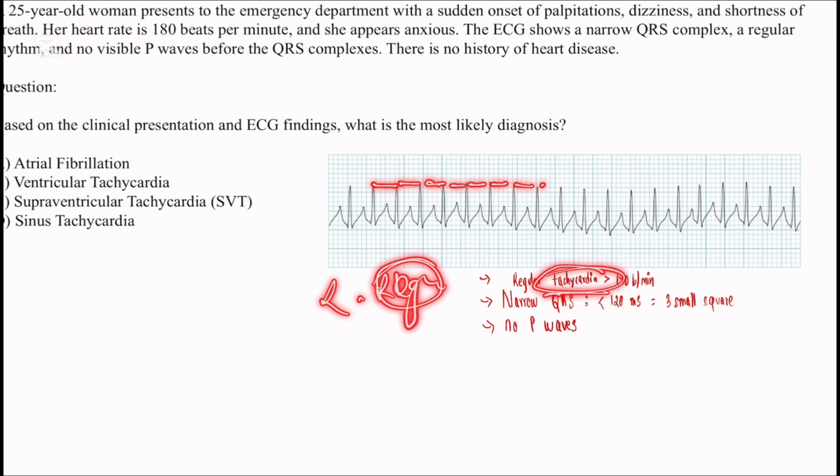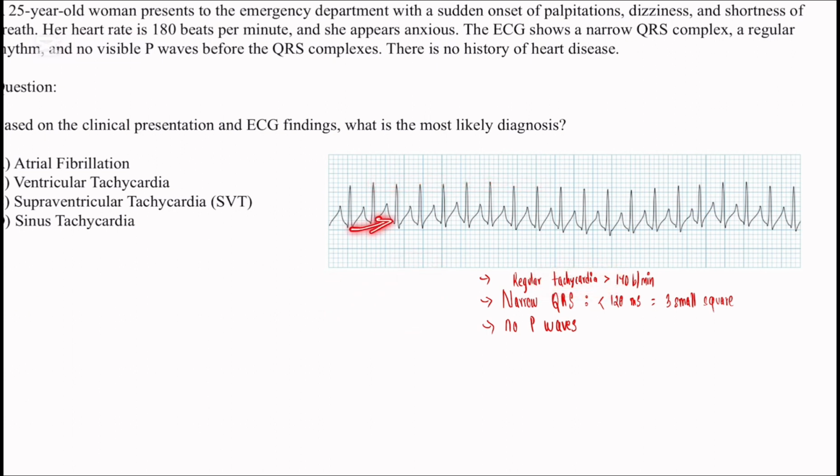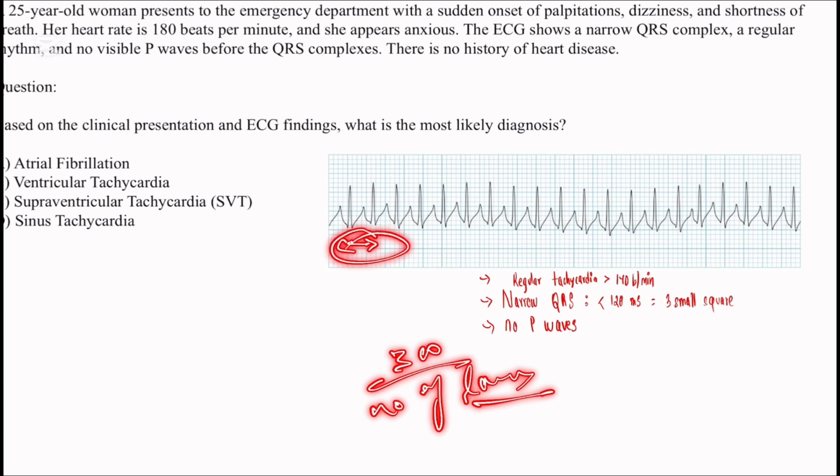Tachycardia, the heart rate is almost 200 beats per minute. We can calculate heart rate by 300 divided by the number of large squares. The large square is from here to here, so it is almost more than 200.